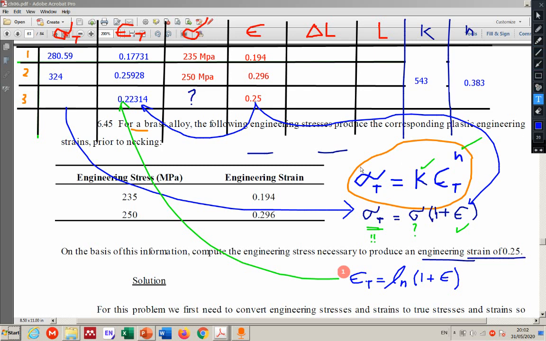Now, writing down. So let me just write somewhere here. I'm going to write it down. A true stress, because I want to find a true stress for what? For a condition when I have a true strain. So K, we already know it, 543, multiplied by, do I have a true strain? Yes, 0.22314 to power n.